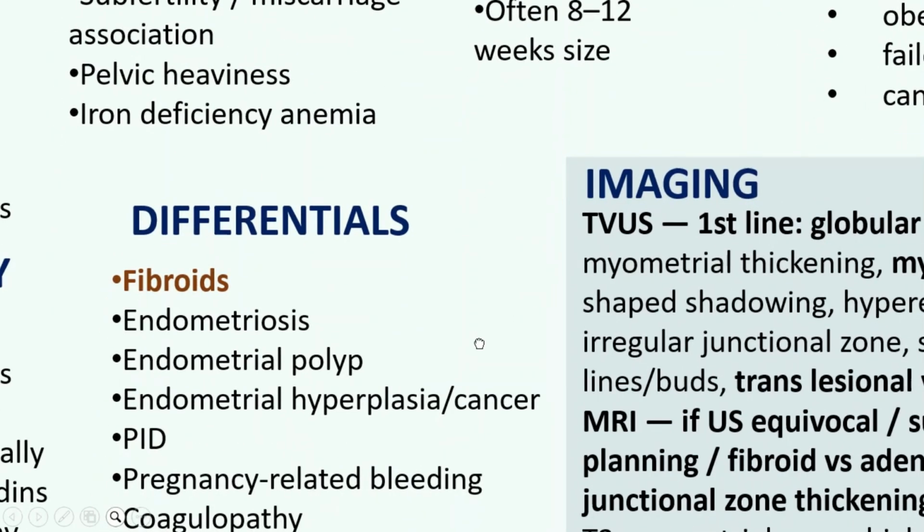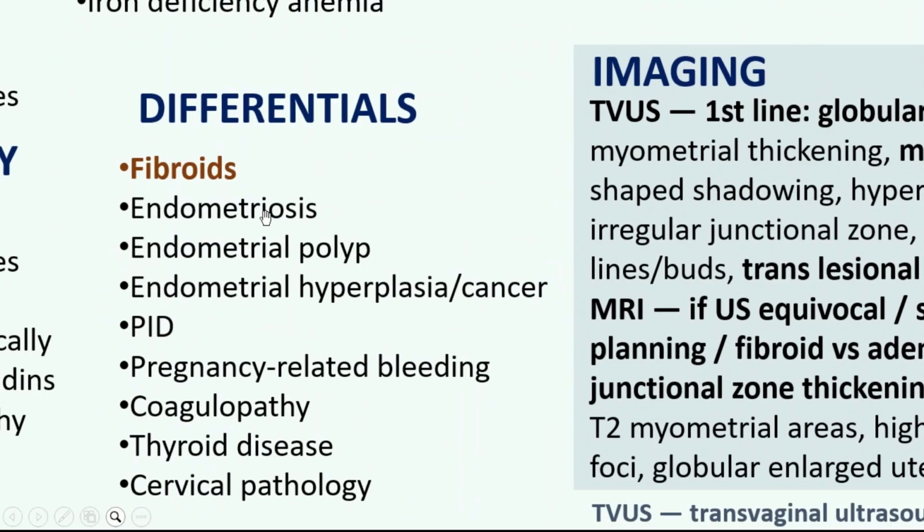So the differentials. The top differential is fibroids, and we're going to see how we can differentiate it. Endometriosis is a common cause, then endometrial polyp, endometrial hyperplasia, or cancer, because whenever you have bleeding in any woman, you want to rule out endometrial hyperplasia, and bleeding in any woman who is in menopause is endometrial cancer until you have proven otherwise.